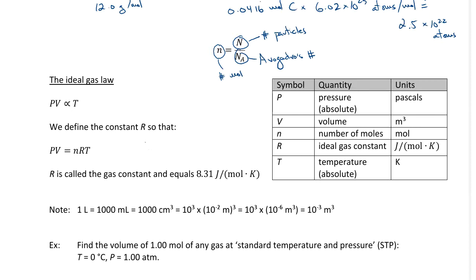In other words, R is equal to the product of the pressure times the volume divided by the number of moles multiplied by the absolute temperature. And R is called the gas constant, and it works out to being equal to 8.31 joules per mole Kelvin. Notice that what you're doing here is you are relating the amount of energy in a given number of moles of gas to the temperature, and we'll see that in more detail in a few minutes.